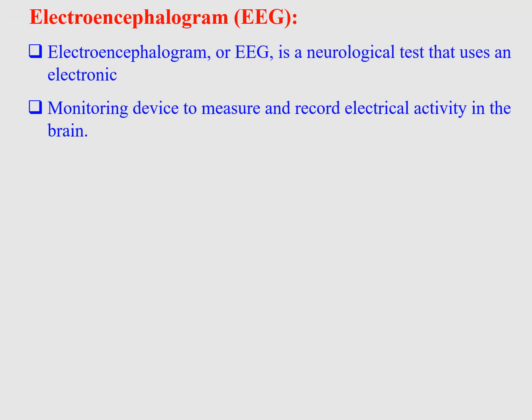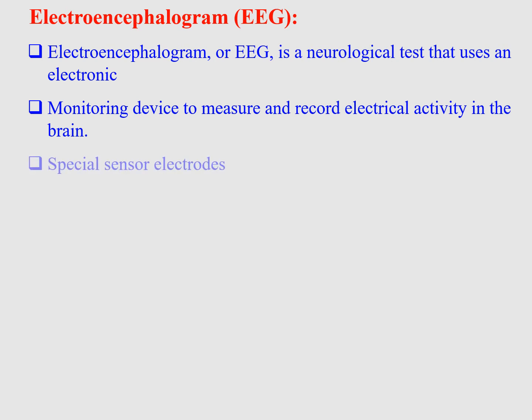Electroencephalogram, EEG. An electroencephalogram or EEG is a neurological test that uses an electronic monitoring device to measure and record electrical activity in the brain. As there are a large number of neurons in our brain and they have ionic current, by using EEG we can measure the electrical activity in the brain.